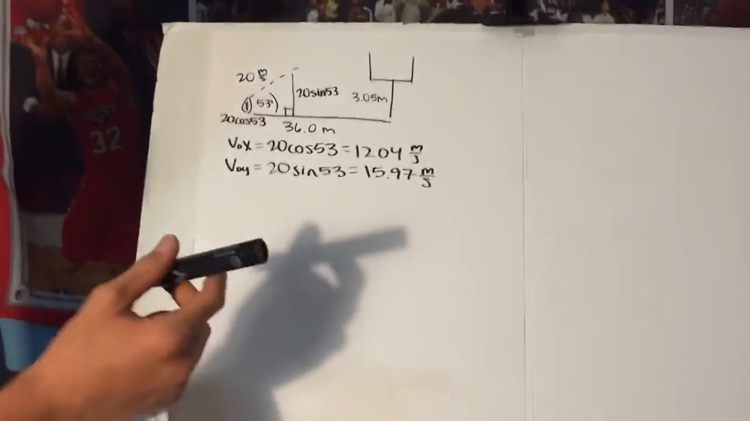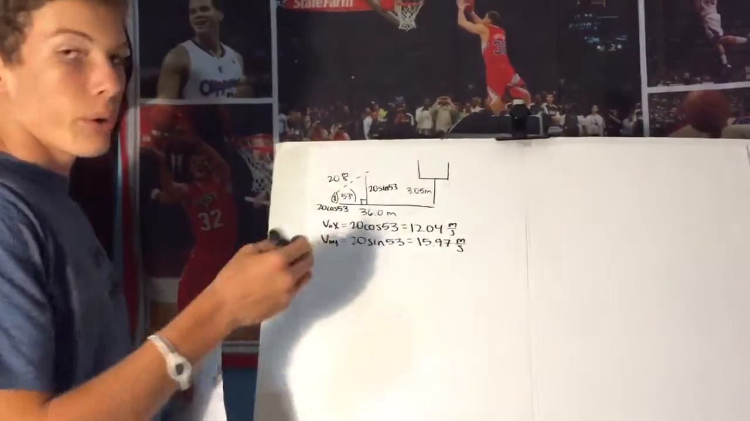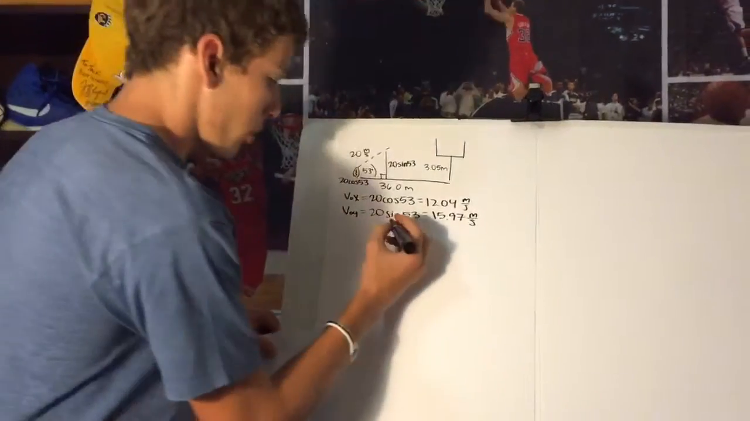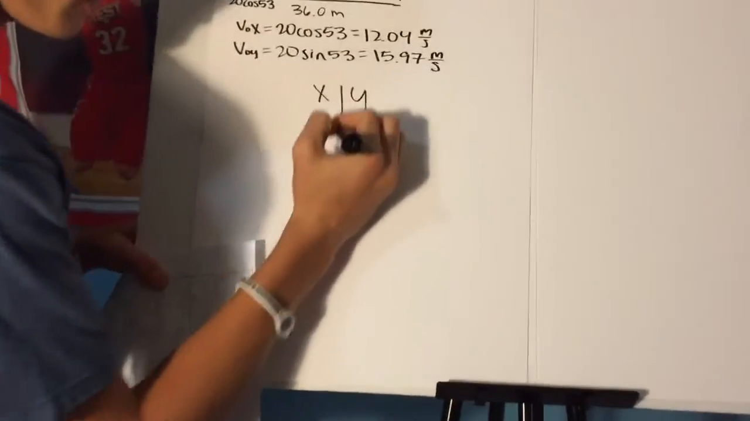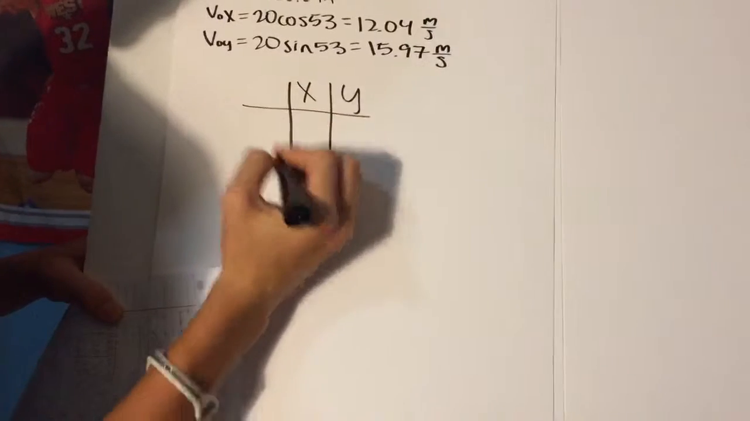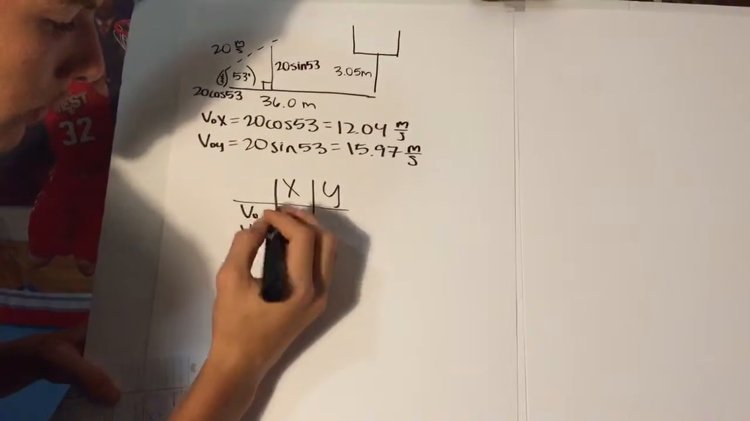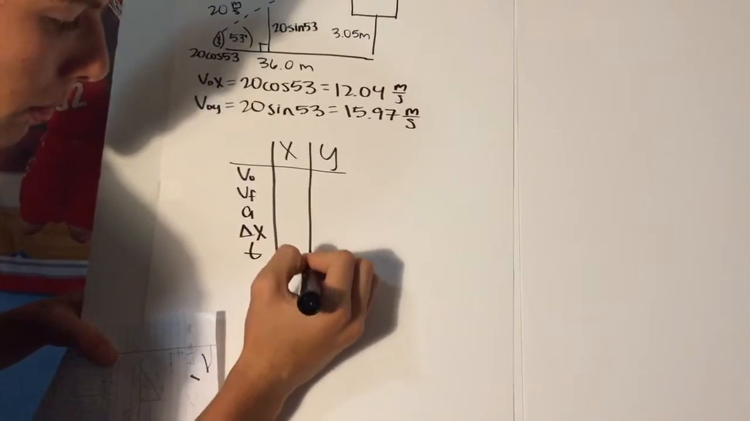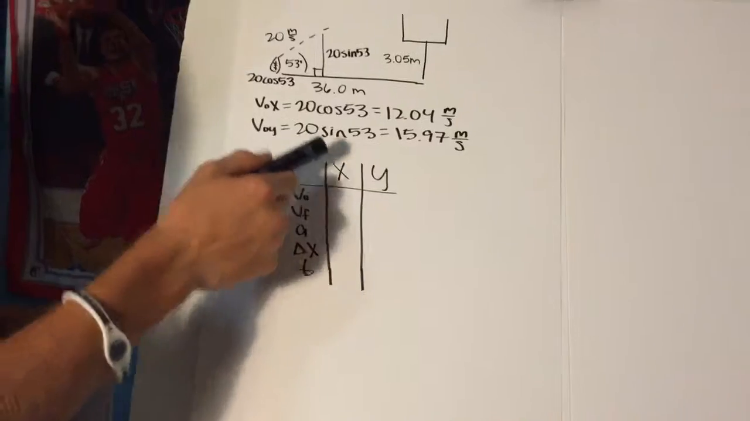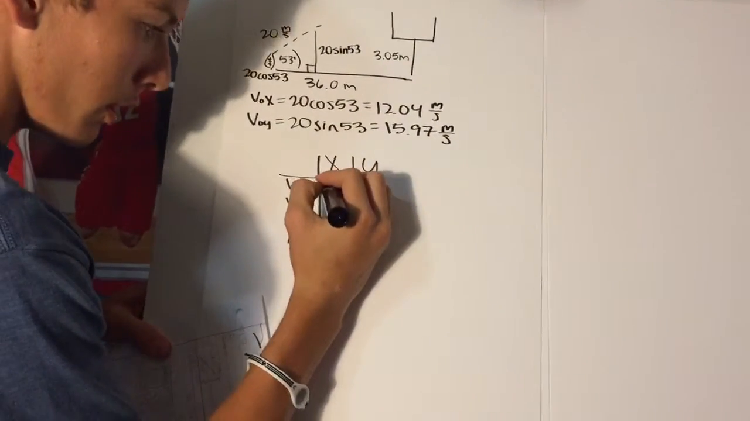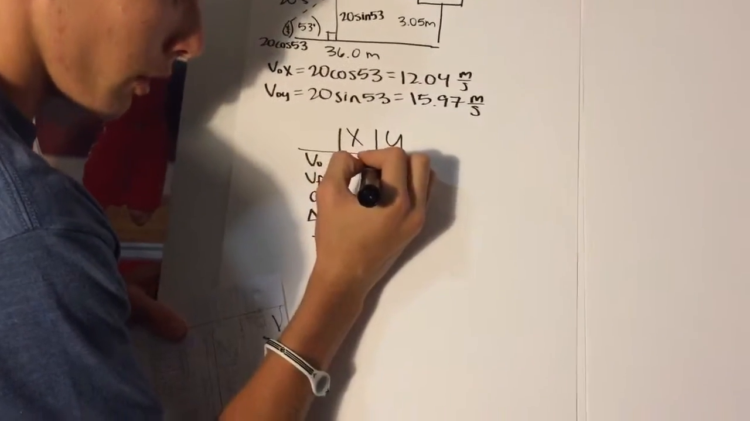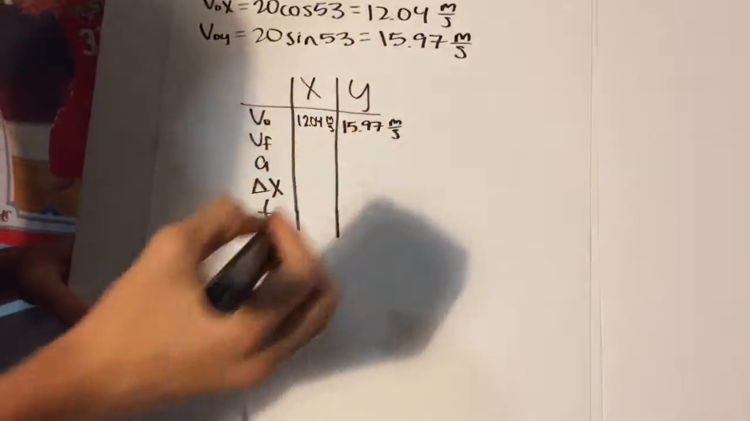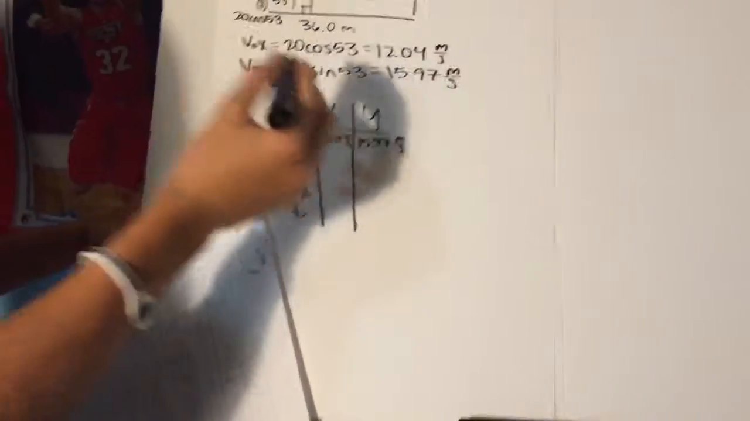So now that we have this, it is easy to draw a quick table to know which is in the x direction and which is in the y direction. So we have x, y, and we have initial velocity, final velocity, acceleration, change of position, and time. We already solved the initial velocity. So we know that this is 12.04 meters per second, and this is 15.97 meters per second. And we don't know the final velocity.